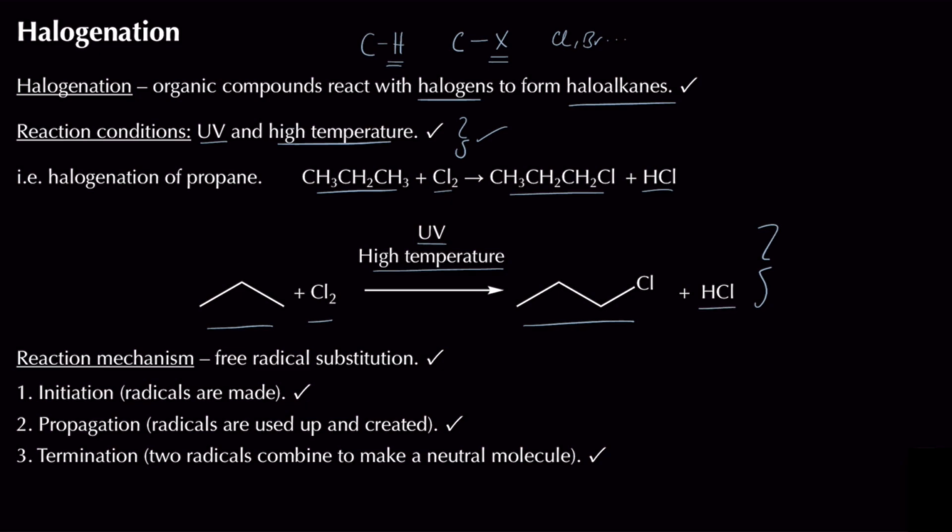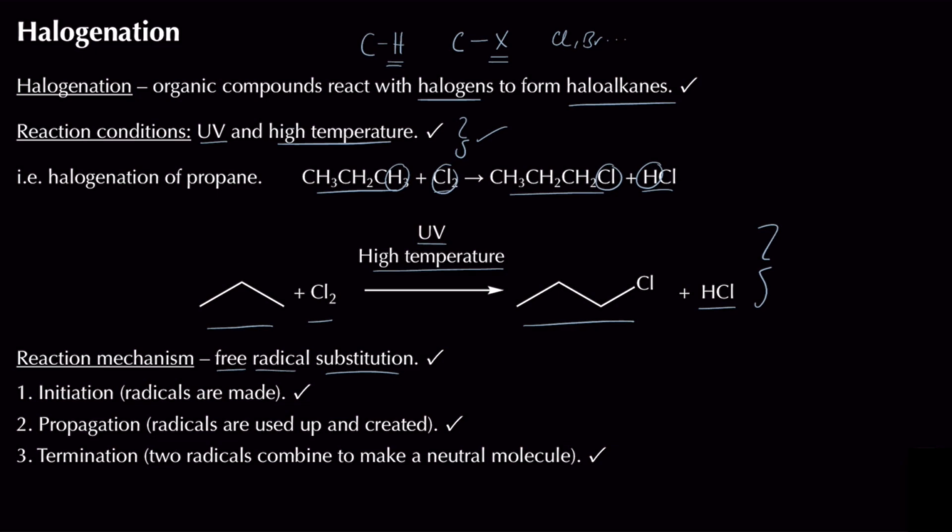Now, the name of the actual mechanism is going to be free radical substitution, where we end up producing a haloalkane from an alkane. We end up swapping, that's why it's called substitution, a hydrogen on one of the carbon atoms for a chlorine instead. And that's basically what's happened. The chlorine and the hydrogen have swapped places, and we end up with 1-chloropropane here and then HCl as well.